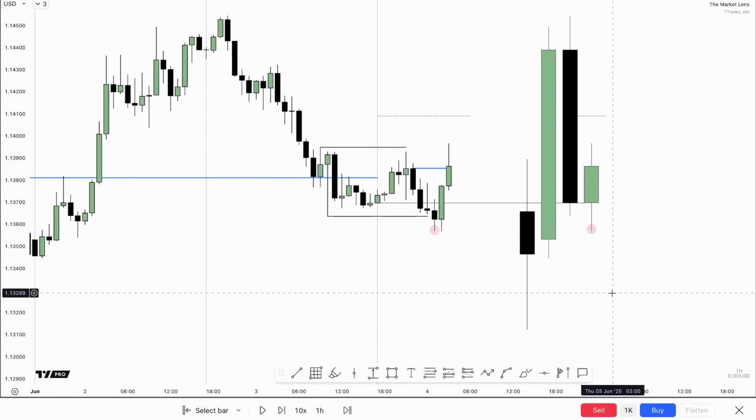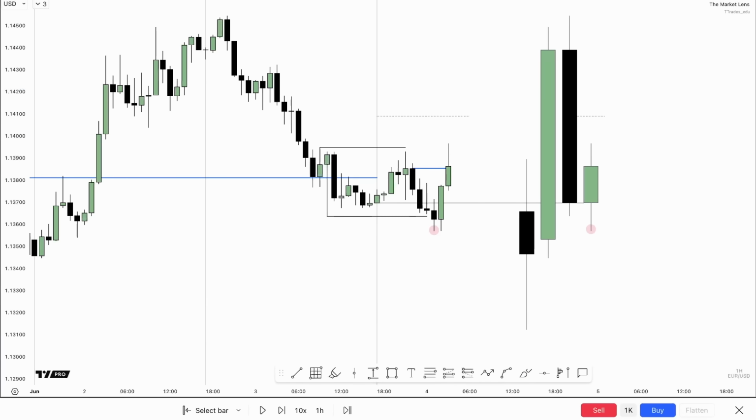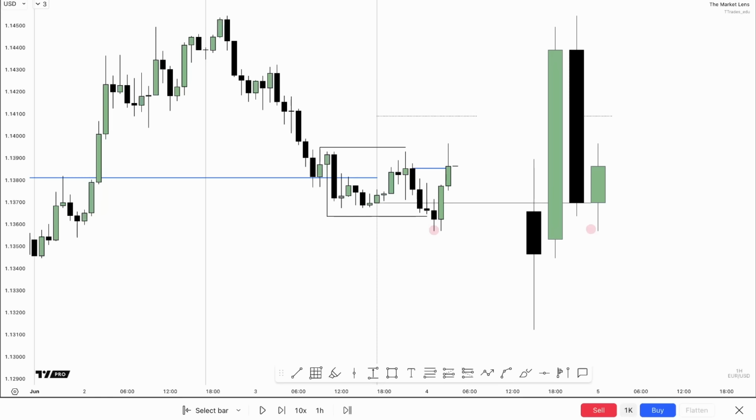Now, what do we know about expansion days? They have a small wick and a large body. We have a small wick. We are in London, so if we have a London reversal, we could anticipate what? A New York continuation higher. So let's see if there are any important levels that get formed.